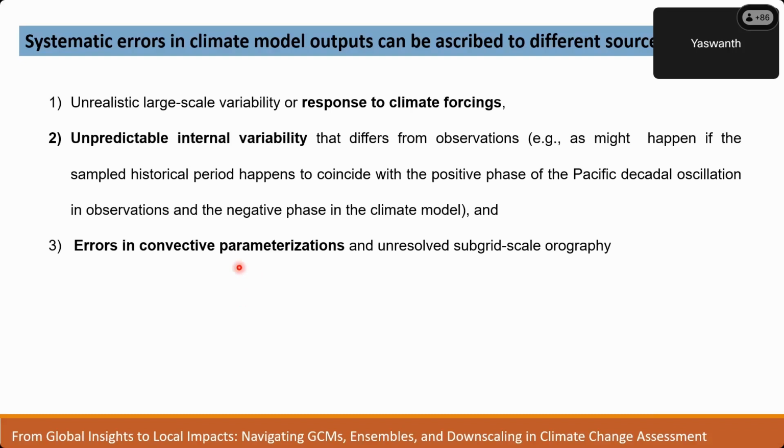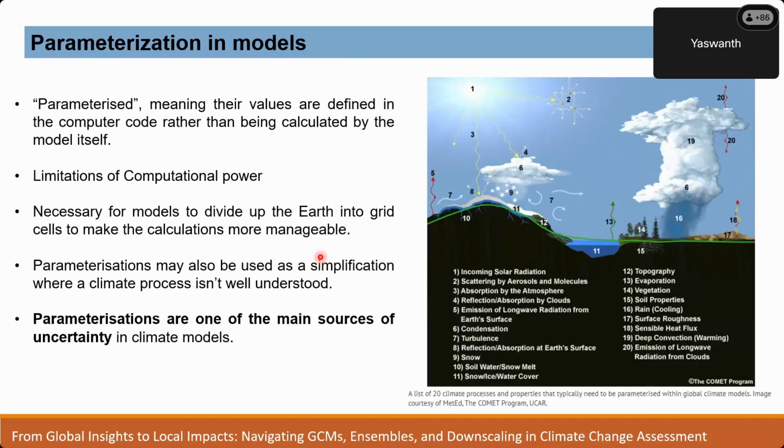And the last one is errors in convective parameterizations. That's what we have been discussing earlier, how the parameters are being handled by the scientists in the convective or microphysics or boundary layer schemes, etc. All these errors also essentially propagate into the outputs.